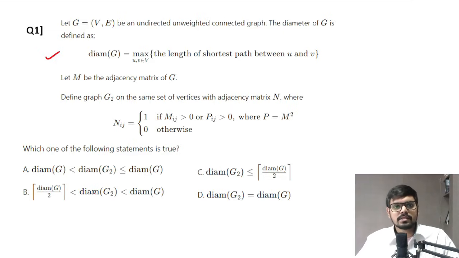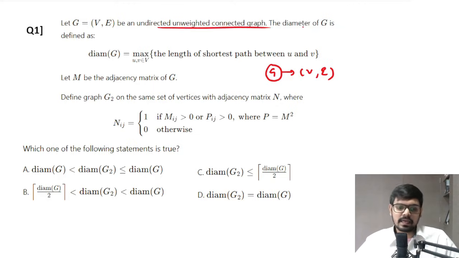So let us see what all the things are given about the G. Graph G is made from V and E as vertex set and edge set. This is an undirected, unweighted, connected graph. So very important, you should not take an example of a disconnected graph. You should take only an example of a connected graph.